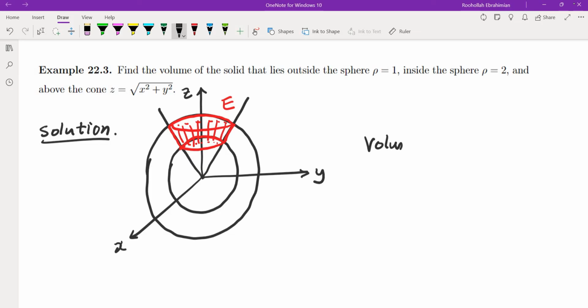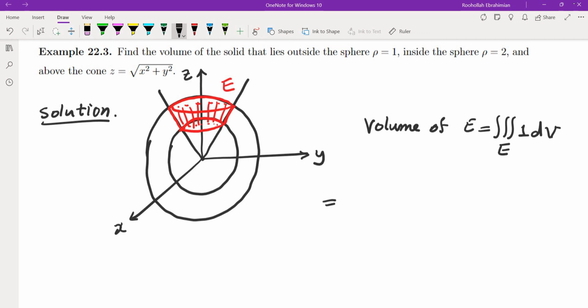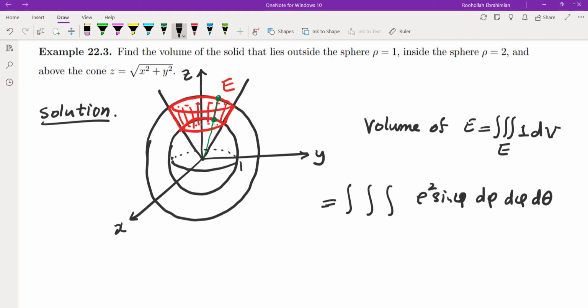So what is the volume of E? Well, the volume of E, as usual, is the triple integral of 1 dV. Then, because we are dealing with spheres and cones, it's best to switch to spherical coordinates. So this would be the triple integral. We'll have to do rho squared sine phi and then d rho d phi d theta. Next, we'll have to set the limits of integration. So when we look at rho, the smallest rho would be on the inner sphere. So the inner sphere has radius 1, and the largest rho would be on the outer sphere. So rho would go from 1 to 2.